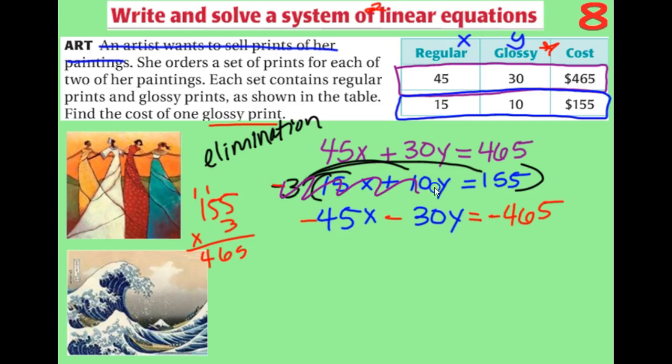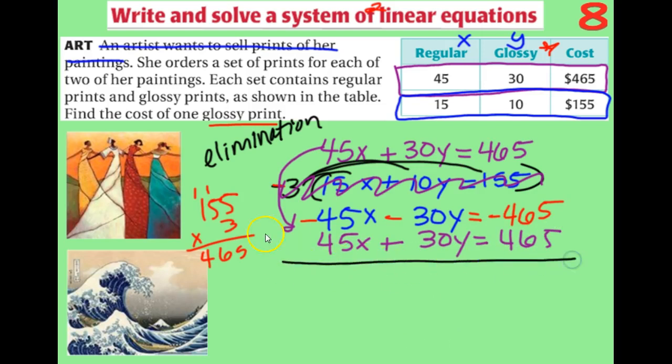So I don't need that equation anymore. I multiplied it by 3. So we can just add these 2 equations together. If you can add it just like it is, that's fine. I'm going to rewrite this one right below. So let's add these up. Negative 45 plus 45 is 0. Negative 30 plus 30 is also 0. Negative 465 plus a positive 465 also equals 0.